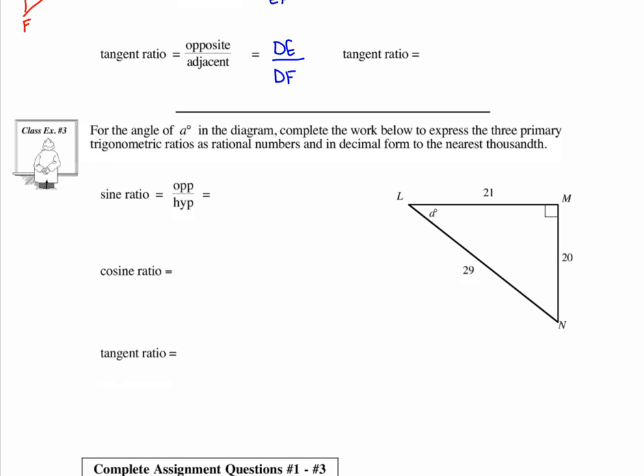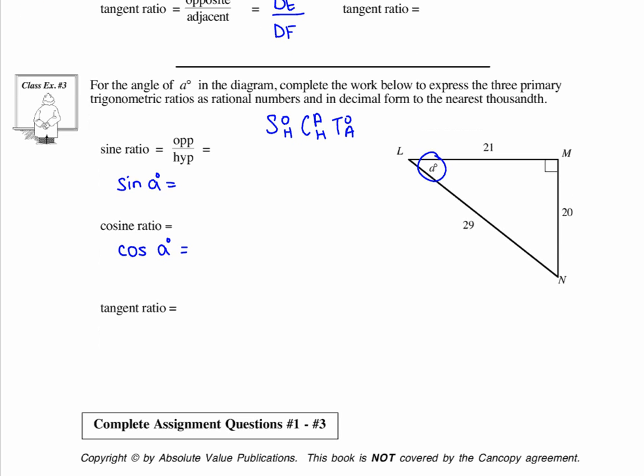So the cosine ratio is the CAH, so SOHCAHTOA, right? Is the adjacent over the hypotenuse. And so we're looking at angle A. So the cosine ratio for angle A, you'd actually write that normally as, instead of cosine ratio equals, cos A equals, or cos theta equals. Okay? Here this would be sine A equals. So sine of A would equal the opposite over hypotenuse, that ratio, the sine ratio.